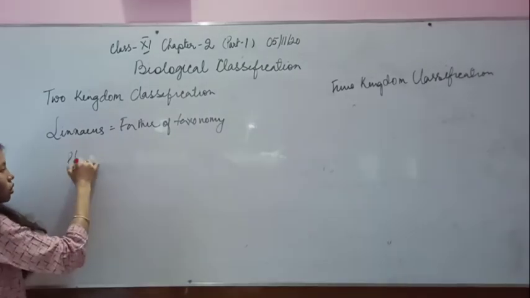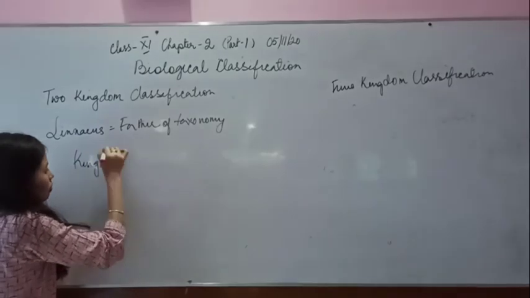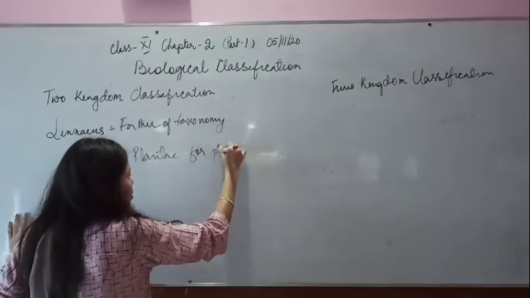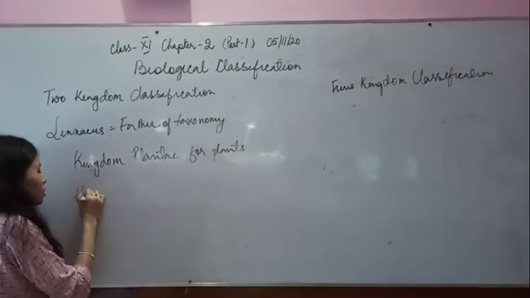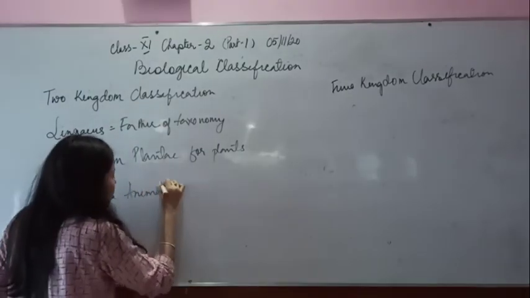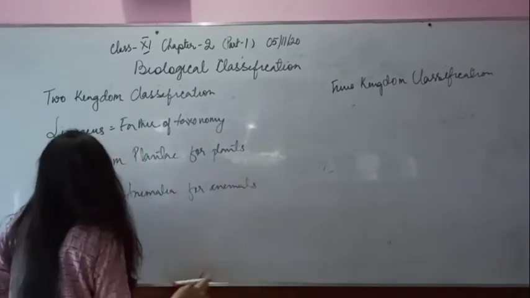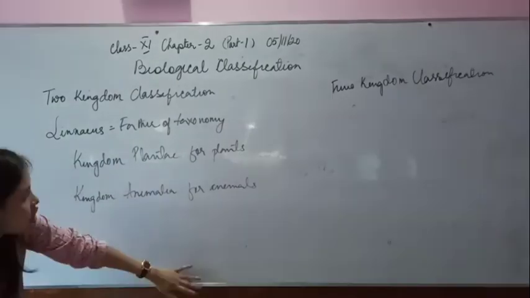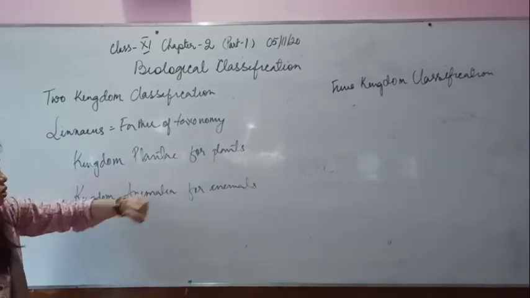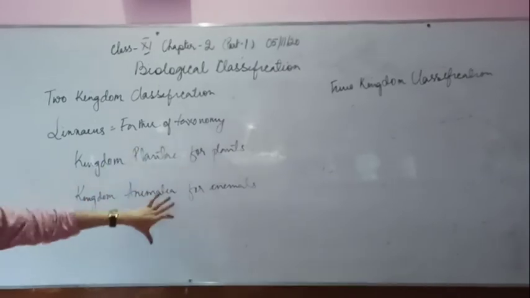One group is called kingdom Plantae, for plants, and another is called kingdom Animalia, for animals. This is a very rough classification. It is based on the idea that organisms which produce their own food are called plants, and organisms which do not produce their own food are called animals. They are just dividing in that way.